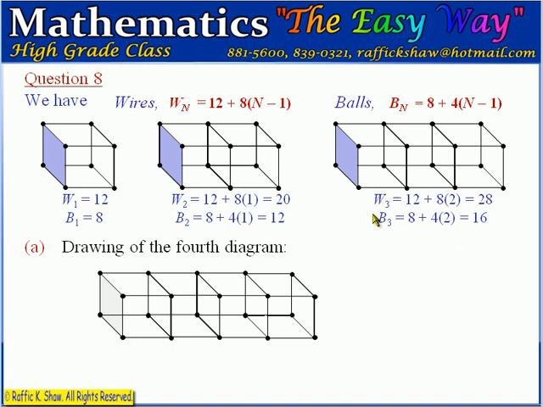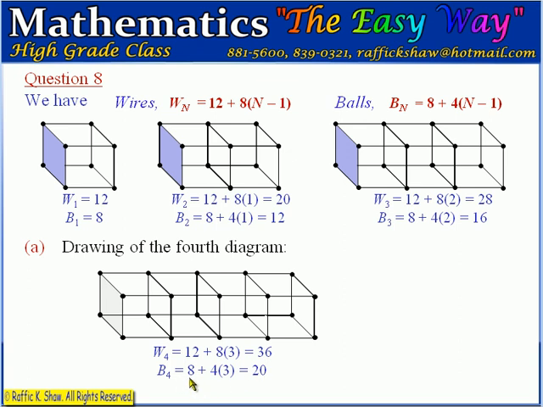And we can establish the formula again for the number of wires and the number of balls in this fourth diagram, following on the same pattern or using these pattern formulae that we have derived. And this is it. Number of wires in this fourth diagram is 12 plus 8 times 3. 3 is 1 less than 4. Or simply, we could add 8 more wires to this 28 wires in the third diagram. The result is still 36.